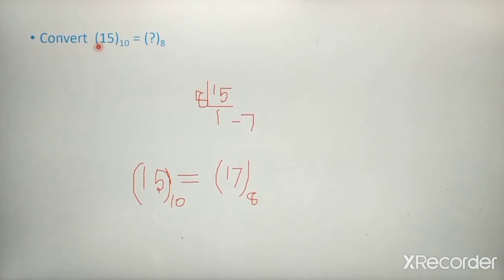Next another example, convert 15 in base 10 to an octal number. We know when you divide 15 by 8, we are getting 1 as a quotient and 7 as a remainder. So 17 is the octal number for 15.